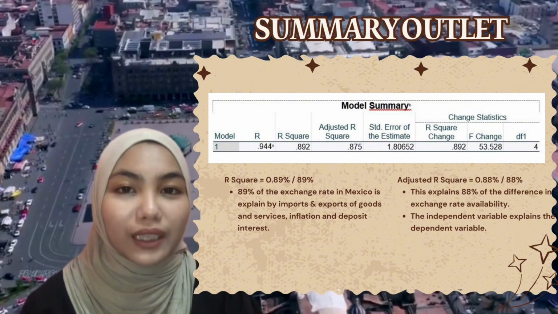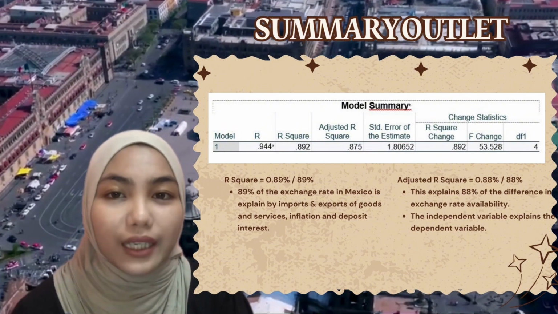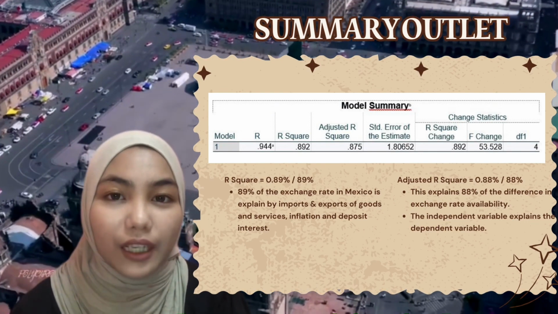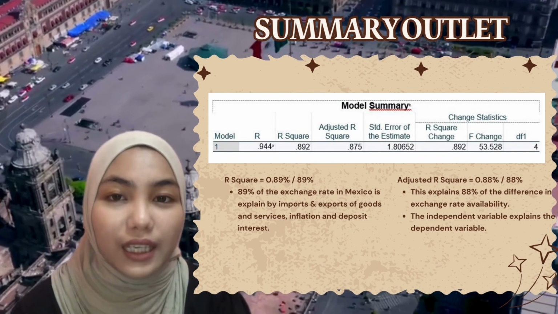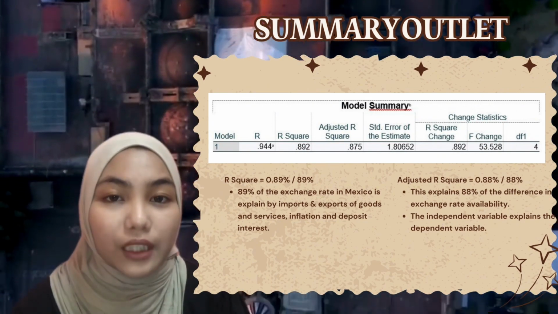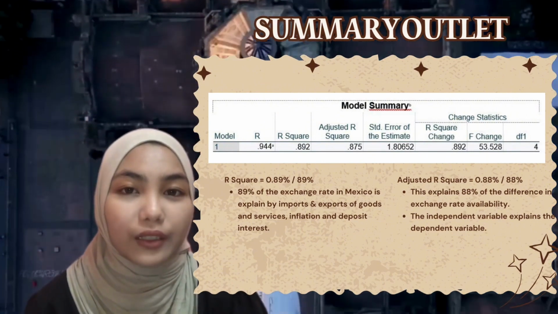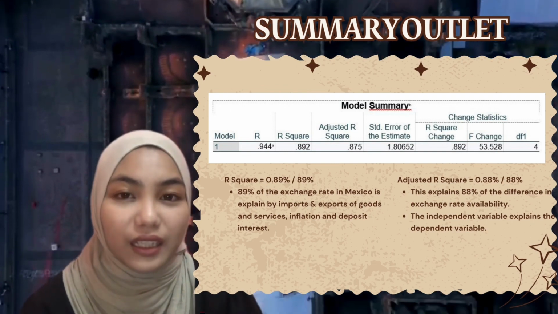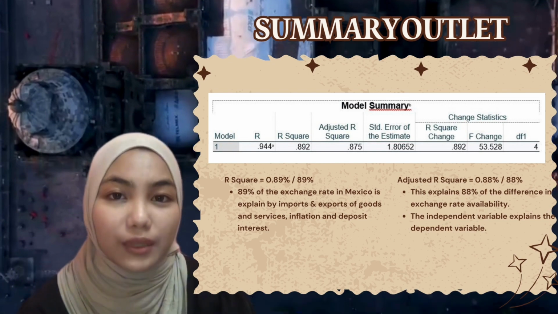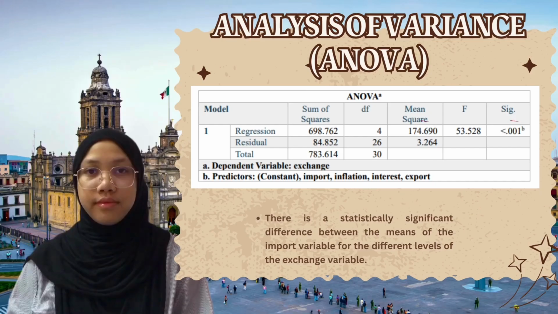Next, let's move to the multiple regression. The first one is the model summary. The value of R square is 89%, which means that 89% of the exchange rate in Mexico is explained by the imports and exports of goods and services, inflation rate, and deposit interest rates. While for the adjusted R square, the value is 88%. This explains that 88% of the difference in exchange rate variability is explained by the independent variables.